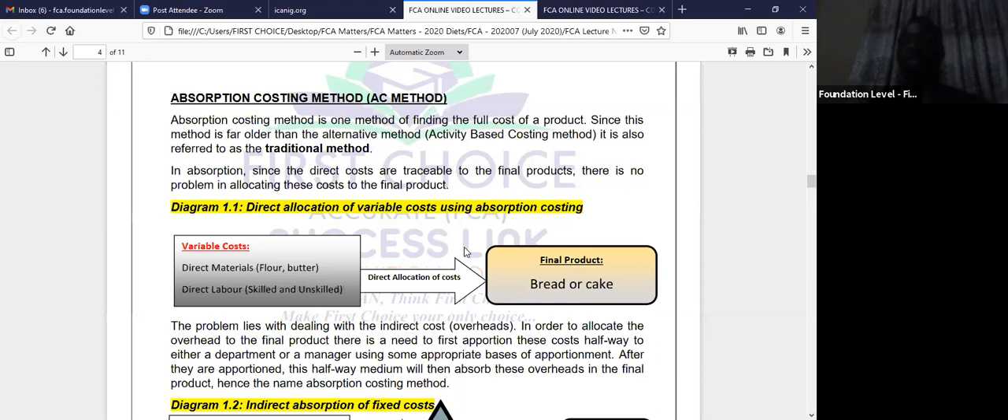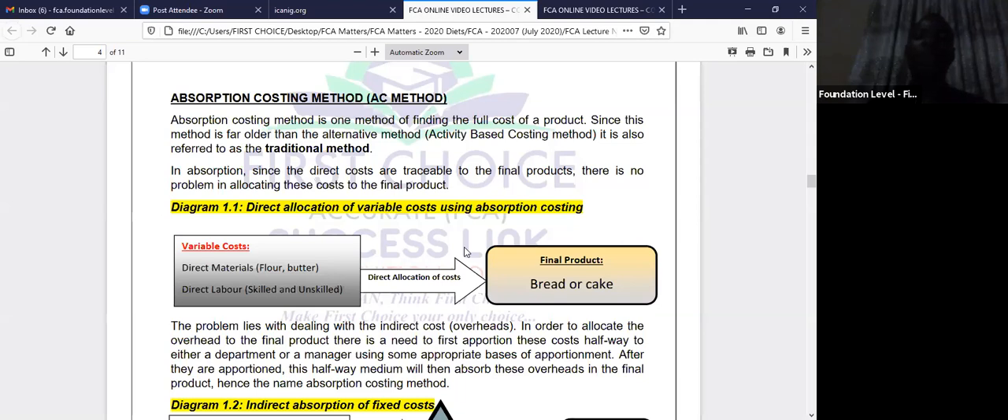No sharing. So, you see, variable costs are pushed directly to the final product. They are traceable to the final product. And so there is no problem at all when dealing with variable costs using absorption costing.